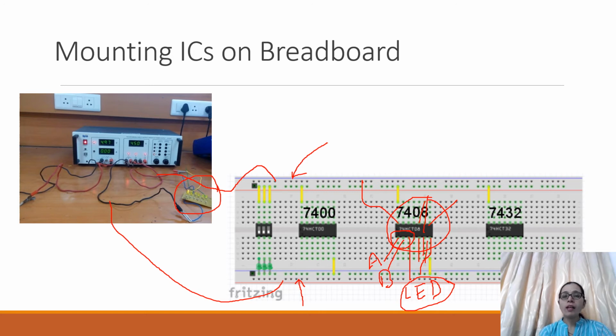Some breadboards have two windows, that is window 1 and window 2. So you can give a looping over here to have this connection over here. Similarly, looping over here to give the connection from this side to this side, and this side to this side.